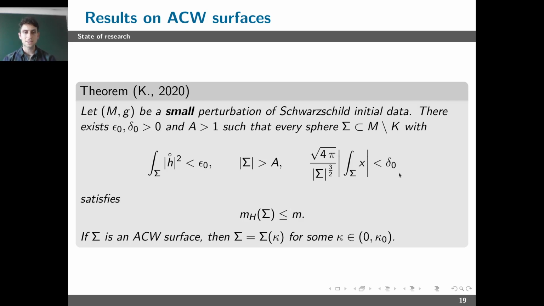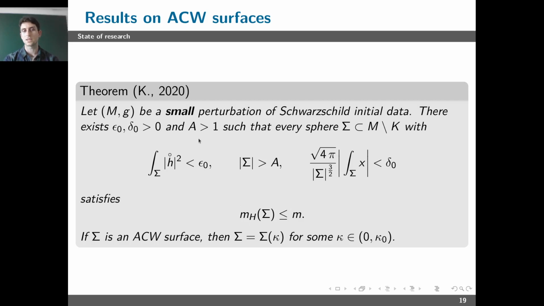Okay, so under these assumptions I could show that the Hawking mass of the surface is less or equal than the total mass, so the variational degeneracy of the Hawking mass goes away if you only consider this class of surfaces. And moreover, I showed that if sigma is an area-constrained Willmore surface, then it belongs to the foliation constructed by Metzger and Schulze. Okay. So this result, of course, improves upon the uniqueness result by Metzger and Schulze. However, it still comes with a lot of drawbacks.